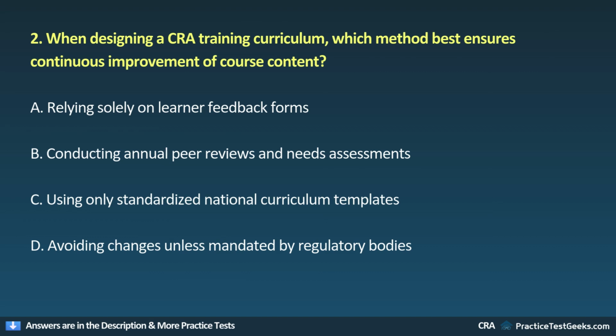2. When designing a CRA training curriculum, which method best ensures continuous improvement of course content? A. Relying solely on learner feedback forms. B. Conducting annual peer reviews and needs assessments. C. Using only standardized national curriculum templates. D. Avoiding changes unless mandated by regulatory bodies.